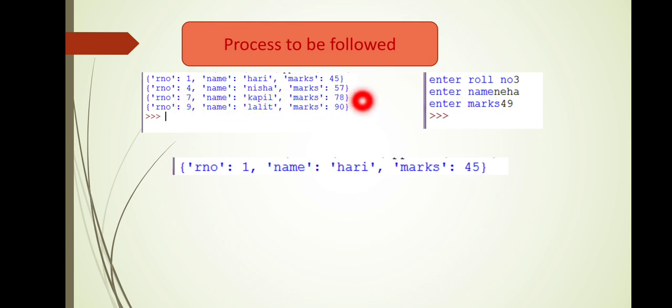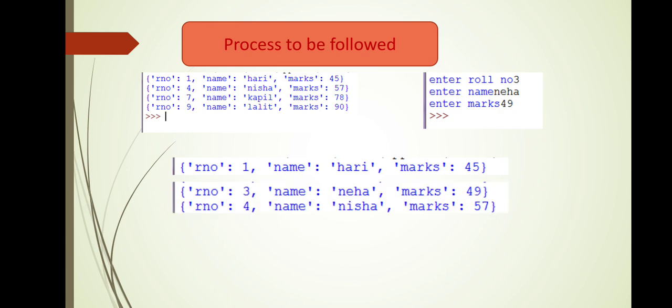This roll number will be compared with the new roll number. Since the new roll number is less than the roll number read, what should be done? First of all, the new roll number will be written in this file and then the roll number 4 will be written in this file. So the temporary file will contain the records in this format.